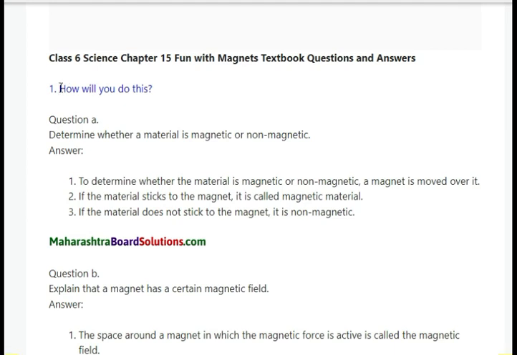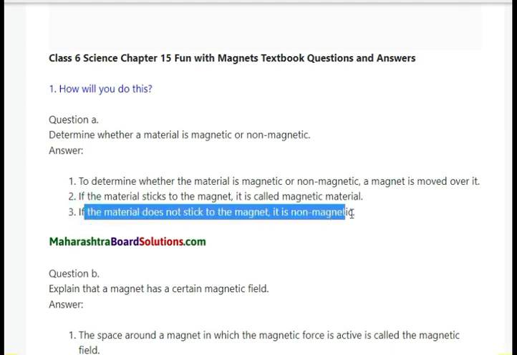Question number 1. Determine whether a material is magnetic or non-magnetic. Answer: to determine whether the material is magnetic or non-magnetic, a magnet is moved over it. If the material sticks to the magnet, it is called magnetic material. If the material does not stick to the magnet, it is non-magnetic.